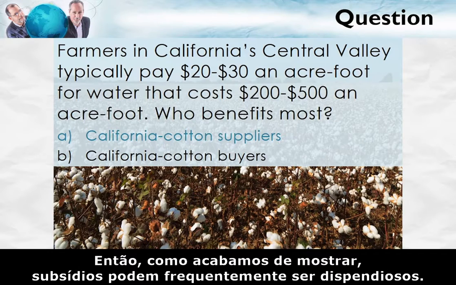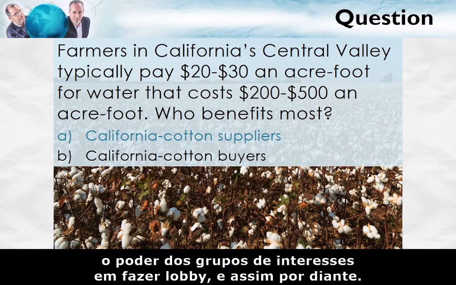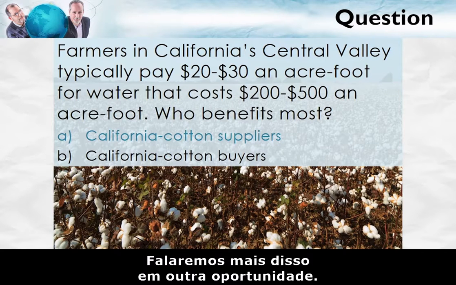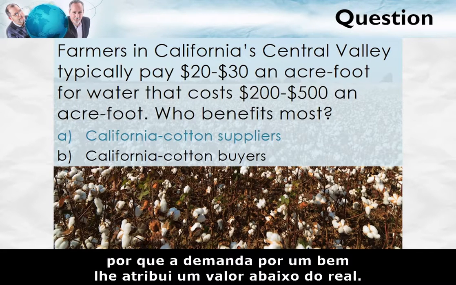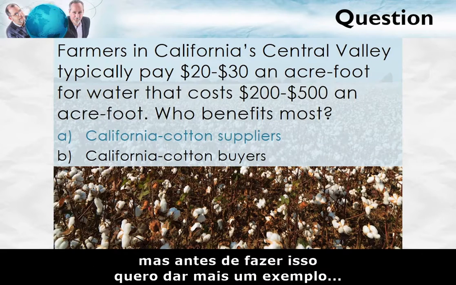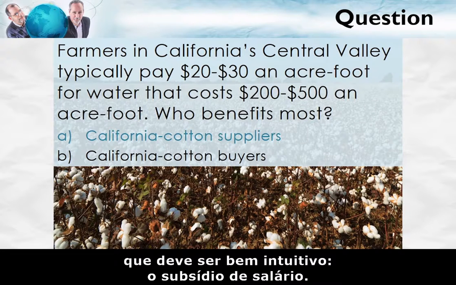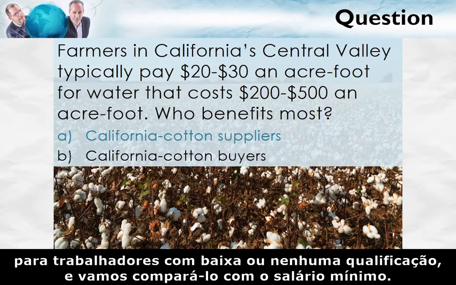So as we've just shown, subsidies can often be wasteful. And one of the reasons that we have subsidies is politics, the power of special interest groups and lobbying and so forth. We'll talk more about that another time. However, subsidies can also be useful, particularly if there's a reason why the demand for a good understates the true value of that good. We'll give you lots of examples of this type of thing when we come to talk about externalities. But before we do that, I want to give you one more example where this should be fairly intuitive, and that's wage subsidies. So in the next lecture, we'll look at wage subsidies for unskilled or lower skilled workers, and we'll compare that with a minimum wage.